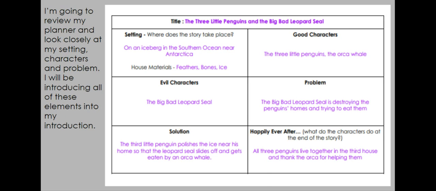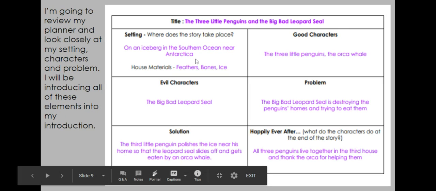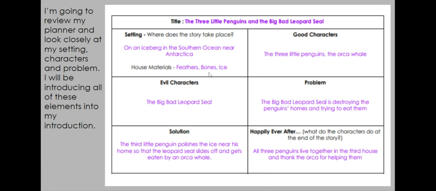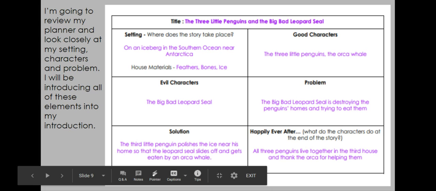So my setting, it takes place on an iceberg in the Southern Ocean near Antarctica. The house materials that they're making their homes out of are feathers, bones, and ice. I know that will probably come in later as I'm planning my story, but it's good to keep in mind. My good characters are the three little penguins and the orca. My evil character is the big bad leopard seal. And my problem is that the big bad leopard seal is going to destroy the penguins' homes and try to eat them. I can peek at my solution and my happily ever after ending, but that will not come into play today.